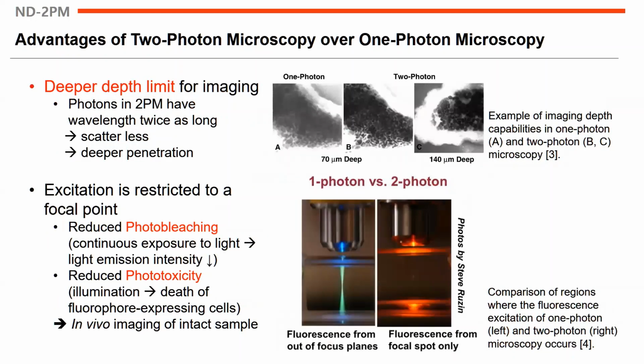Two-photon microscopy has some important advantages over one-photon microscopy. First, the depth limit for imaging is much deeper, because photons in two-photon microscopy have a wavelength twice as long as photons in one-photon microscopy, so the photons penetrate deeper into the tissue. Also, because excitation of the fluorophore is restricted to a focal point, two-photon microscopy causes much less photobleaching and phototoxicity.